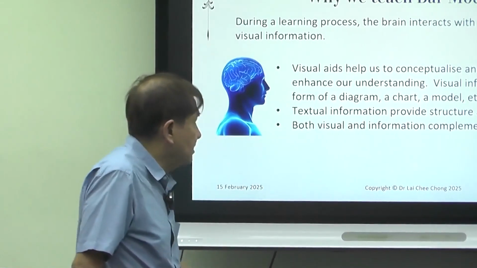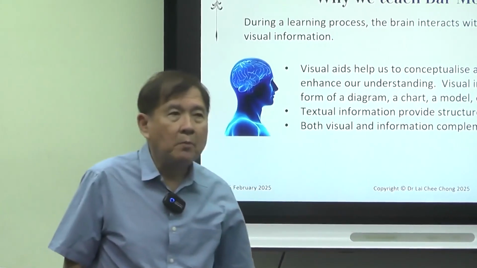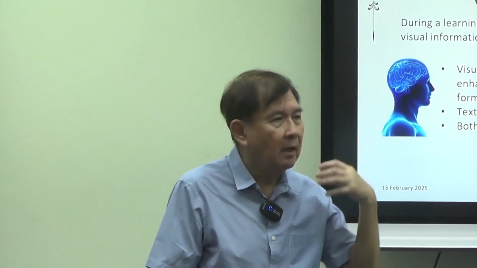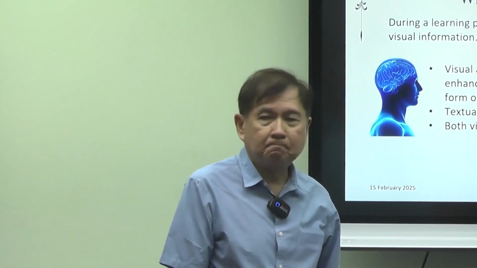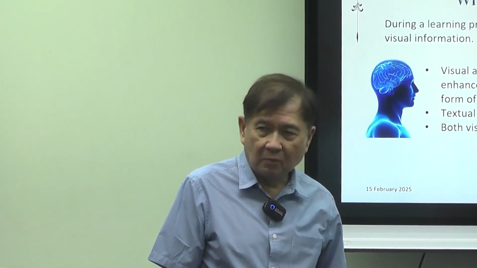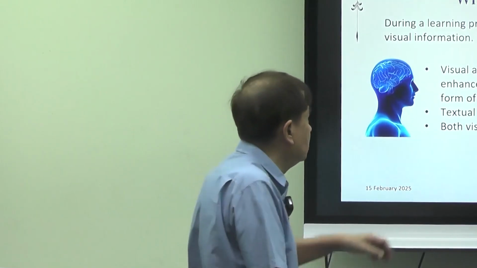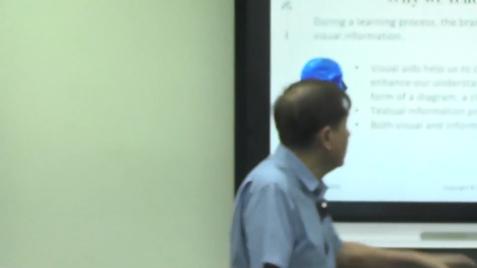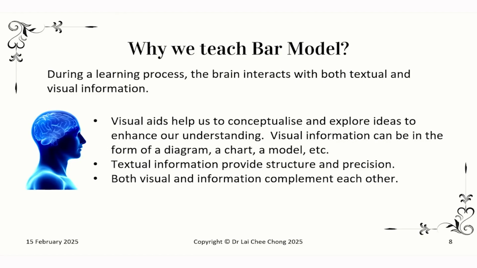But during the learning process, our brain actually receives both textual data and visual data together. Fair enough. We need both. I'm not saying that textual data is no good. No, we need that, by the way. But it's just that we need the visual information to mix together, interact together to make the learning more effective. That's the whole idea, okay?